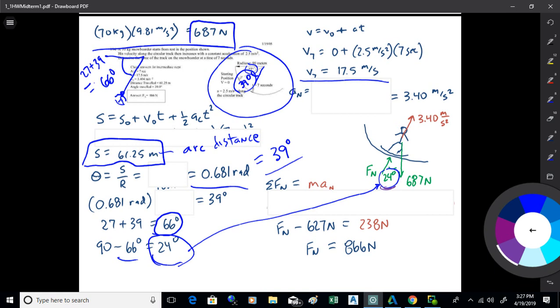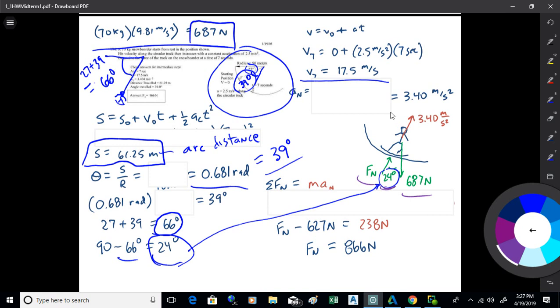So what I'm going to do there is sum forces in the normal direction. As I've said a number of times, static stuff on the left. So the static stuff is Fn going up, but then I've got to get that component of the 687 negative, and then I'll equate that on the right to m a_n. I can solve for that normal force.